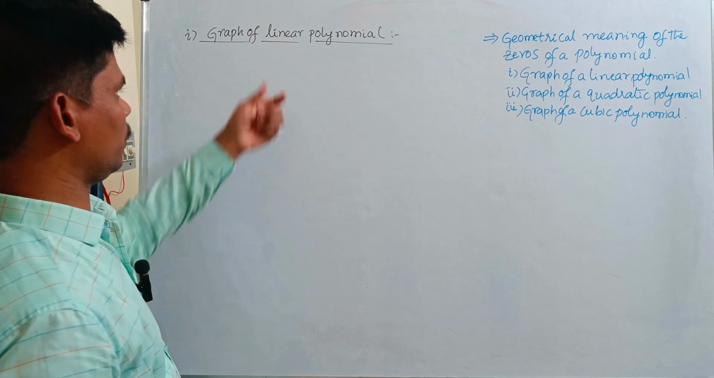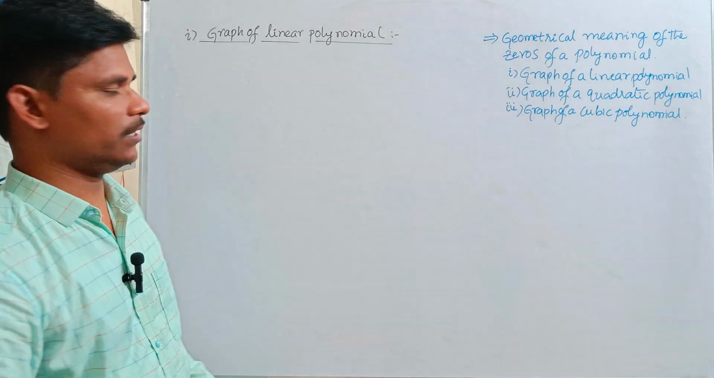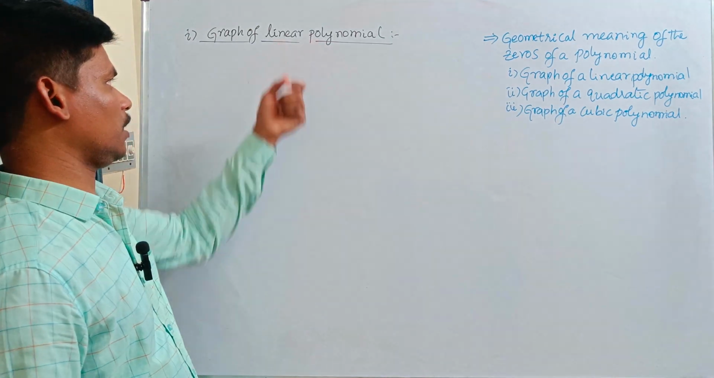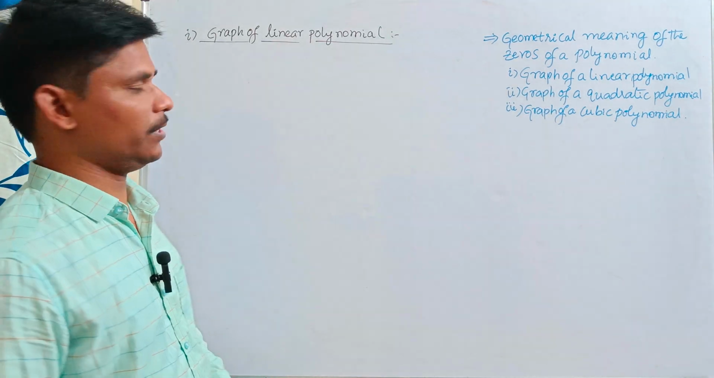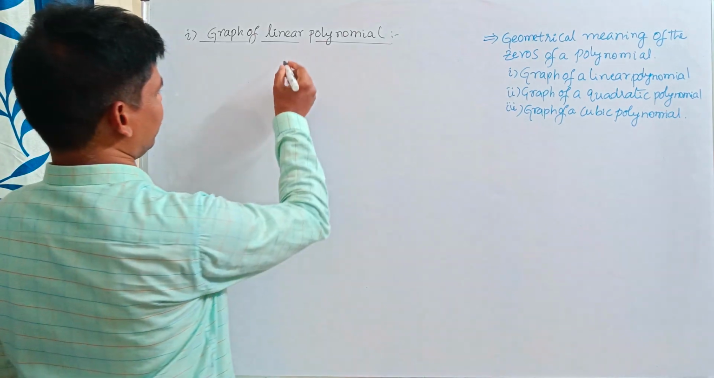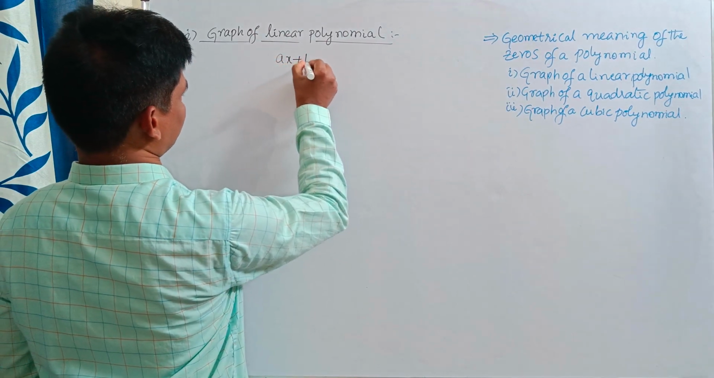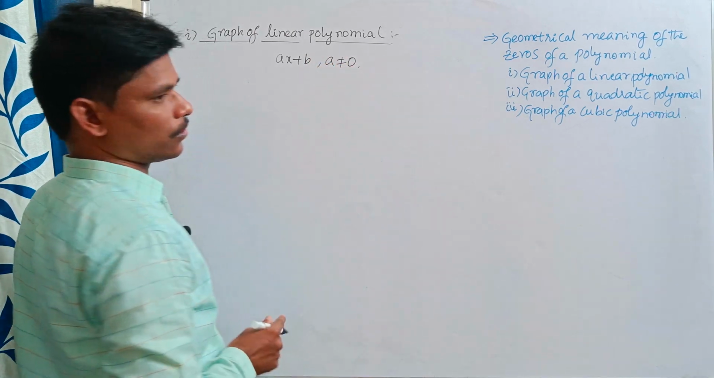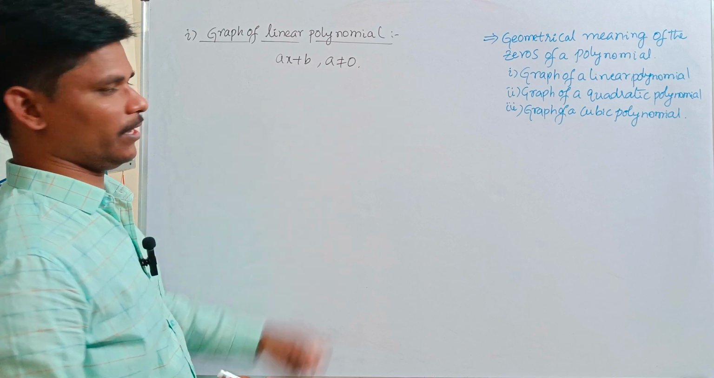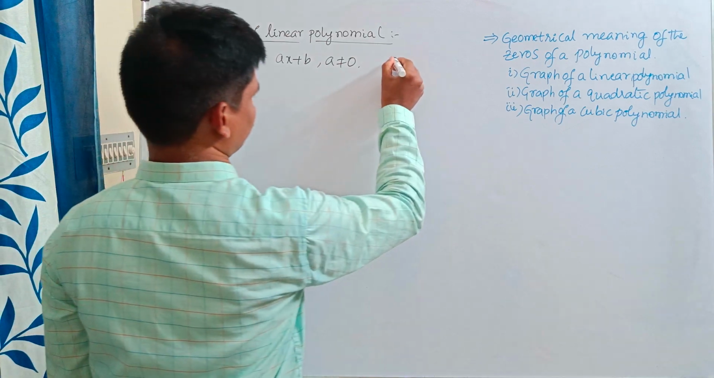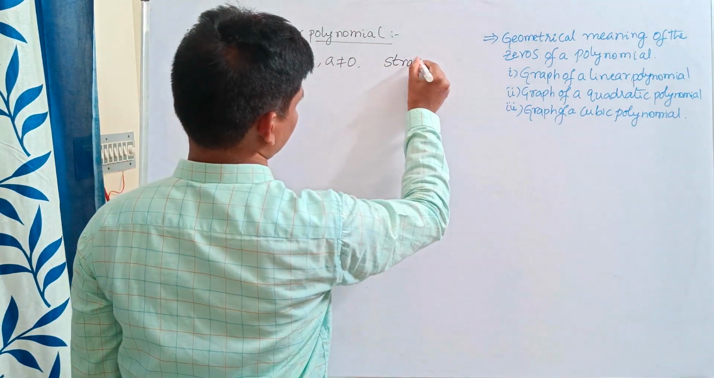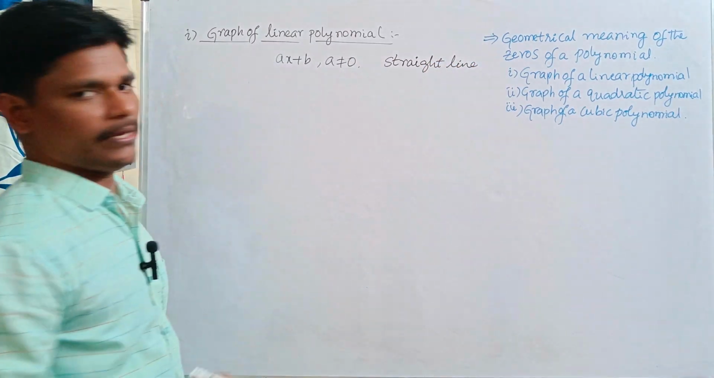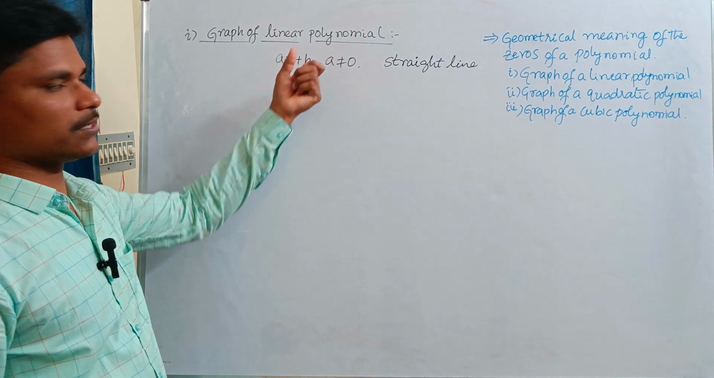So we know the definition of a linear polynomial. If the polynomial has degree 1, then only it is called a linear polynomial. Let us consider a linear polynomial ax plus b, a not equal to 0. The graph of a linear polynomial is a straight line.